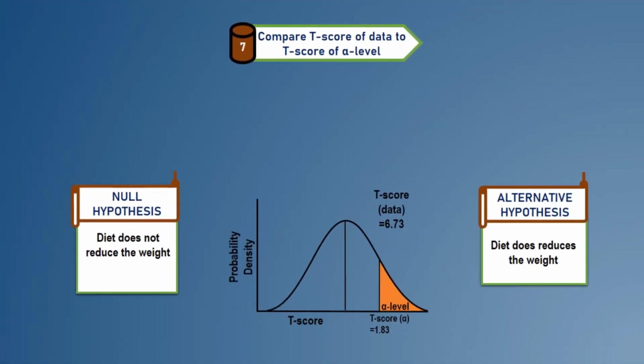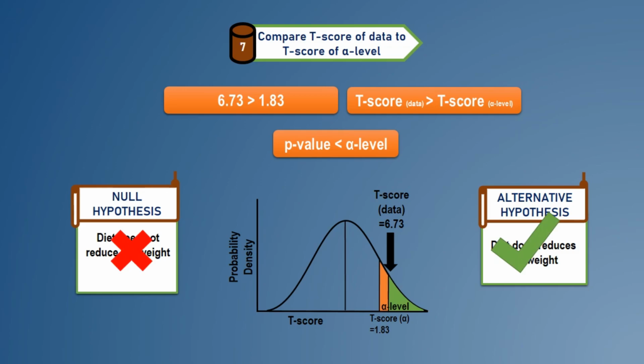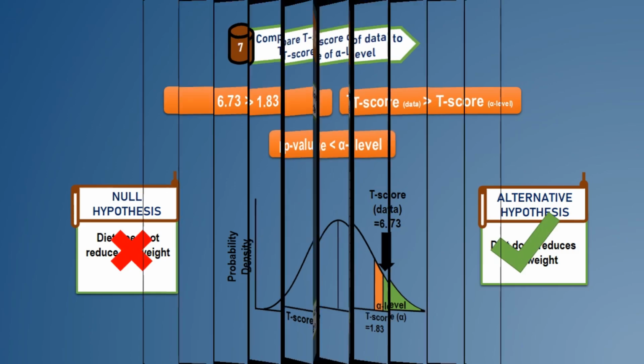Moving to step 7, we can see that the t-score of data is more than the t-score of alpha level. Therefore, again, the p-value will fall in the orange area. That means the p-value of the data is less than the alpha level. The null hypothesis will be rejected and we can say the diet has reduced the weight.